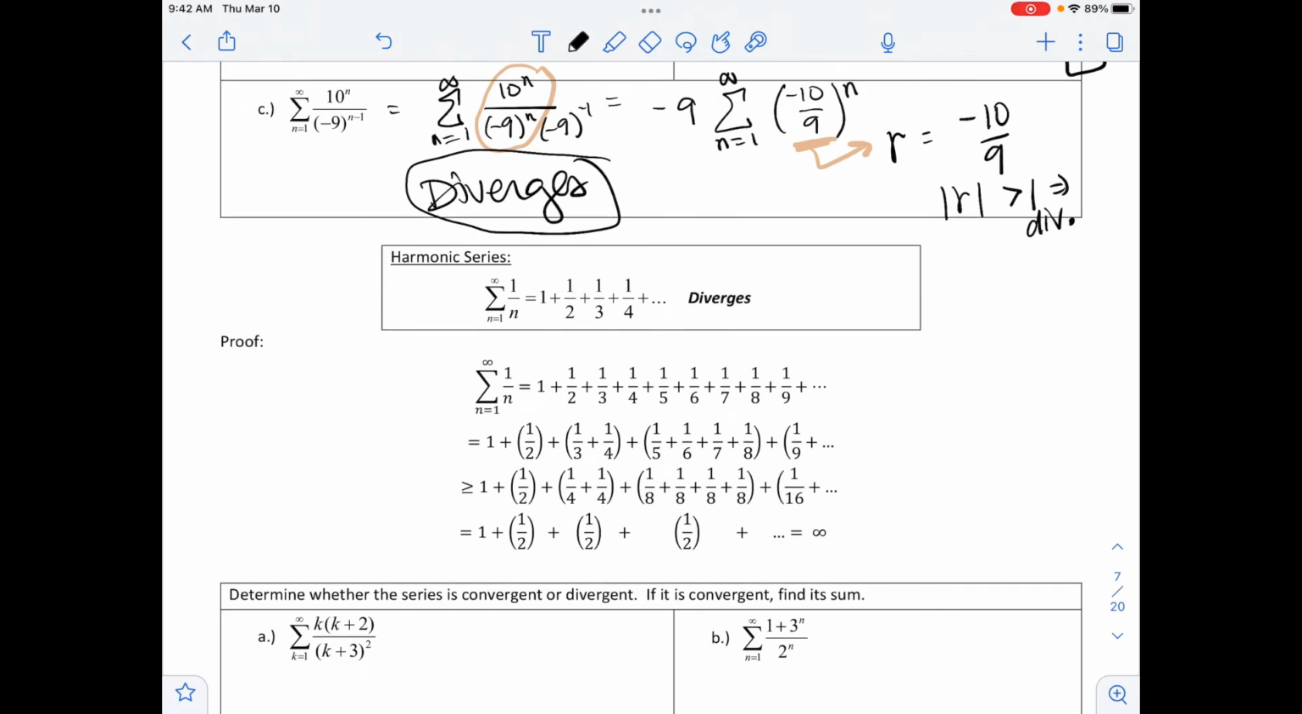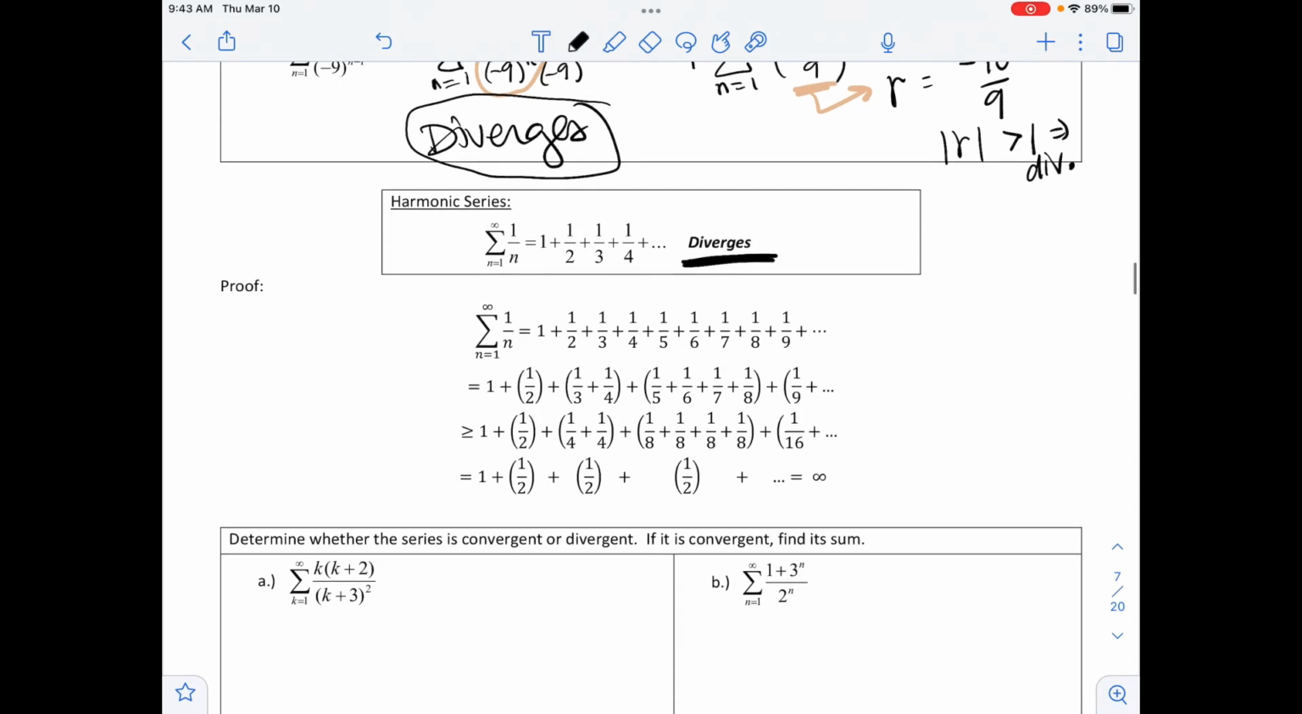So right below this, we have some special cases. The first one that we're going to talk about is the harmonic series. With this, we have the sum from n equals 1 to infinity of 1 over n, which is equal to 1 plus 1/2 plus 1/3 plus, and this goes on forever, and this is going to be divergent. And the proof is written out right below for us.